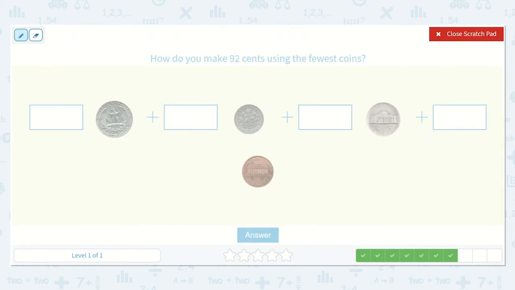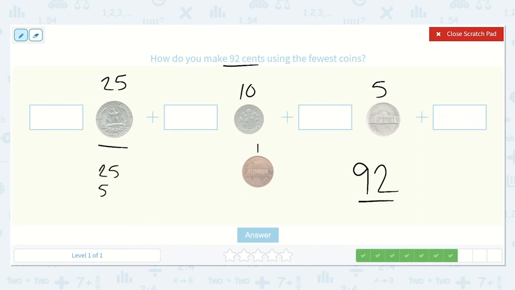Our next problem shows how do you make 92 cents using the fewest coins? Well, quarters are worth 25, dimes are worth 10, nickels are worth 5, and pennies are worth 1. I'm going to start with the largest one, quarters, because 92 is a pretty large number. 25, 50, 75. I know 4 quarters would be $1 or 100 cents, and we are not at 100 cents over here, so I know that 3 quarters is the most I can use, and that is 75 cents.